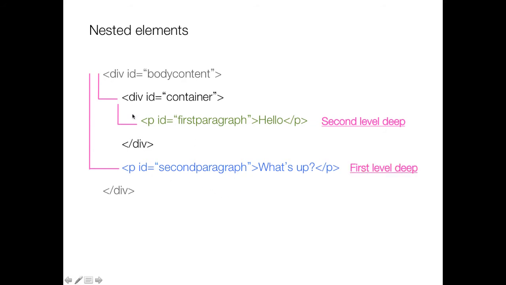While this P, even though it is at the bottom of this HTML document, still it is first level deep because this blue P is the brother, if you will, or the sibling or the sister of this black div. The blue P and the black div are both the children of the gray div, even though the P happens to be lower on the page. Still, it is first level deep.